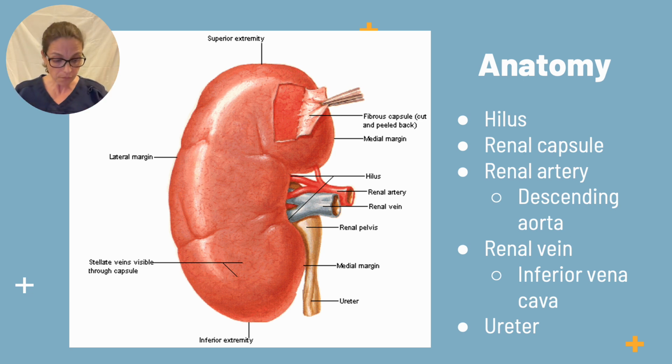Another part that is coming off of this hilus region is going to be this ureter, right? The ureter is going to travel between the connection between the kidney and the bladder and transfer the urine from the kidney to the bladder. Okay, so lay of the land's very important here.